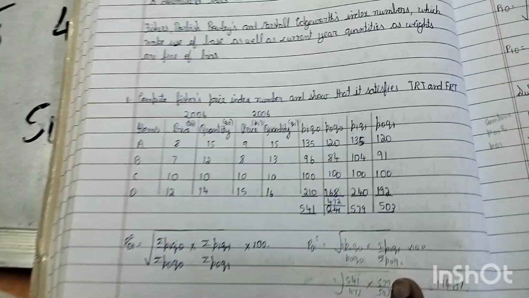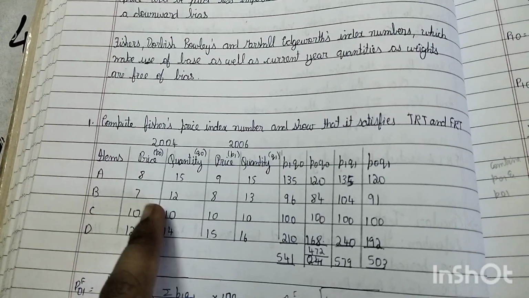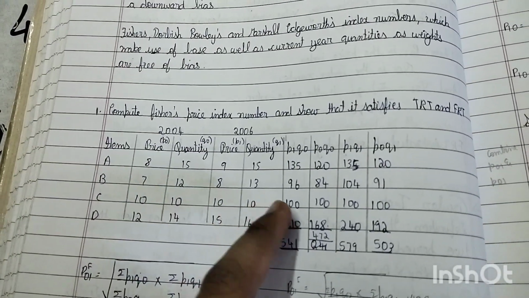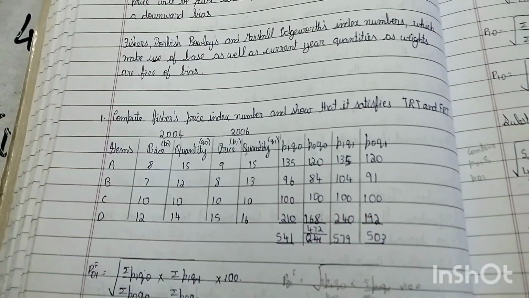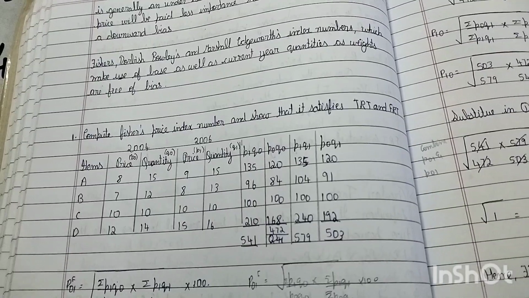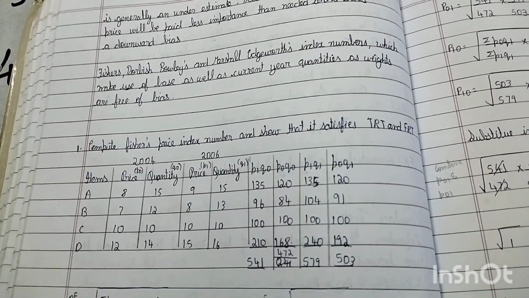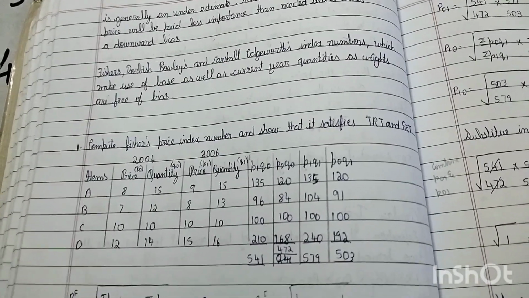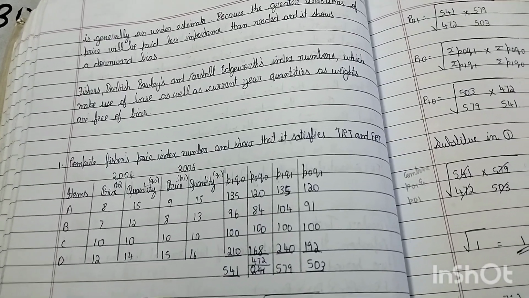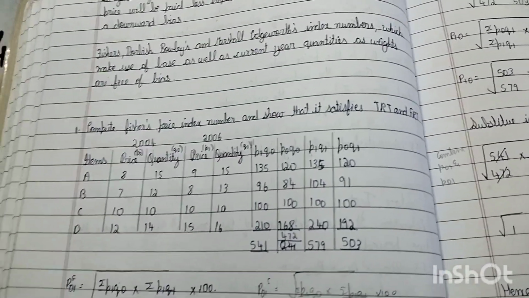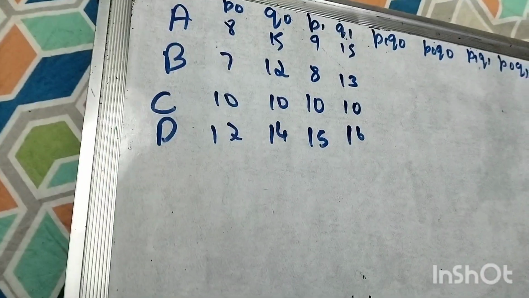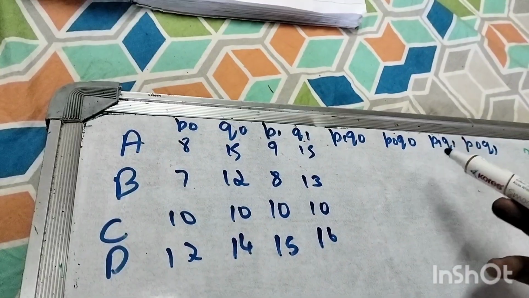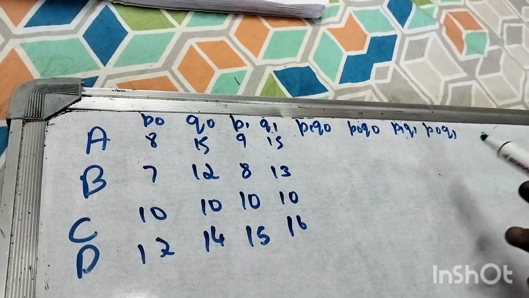If you see this sum, the items are given with price and quantity of the base year, price and quantity of the current year, and then we need to find out P1 Q0, P0 Q0, P1 Q1 and P0 Q1, because the formula for Fisher's is square root of summation P1 Q0 by summation P0 Q0 into summation P1 Q1 by summation P0 Q1, into 100. So Fisher's, you always need to remember, is a multiplication of last year's and past year's. Let's do one of these. You need to prove if Fisher satisfies both TRT and FRT.